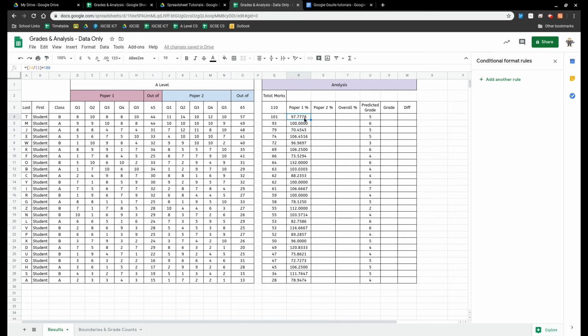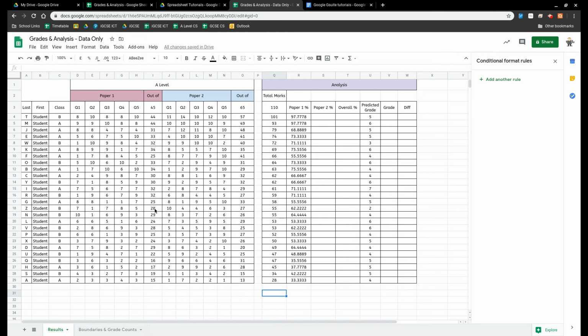So let's do that again. Let's go up here, and instead of just having the I3 here, we're going to put a $ here and a $ here before the I and before the 3. And then I'm going to press enter again. Now the result in this cell won't change, but I'm going to drag that down again and apply that same formula to the rest of them. And now we've got something which looks a bit better.